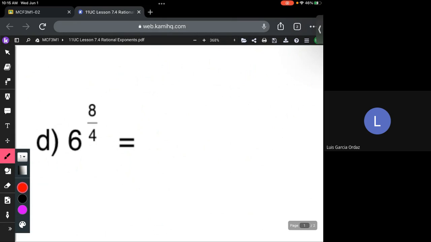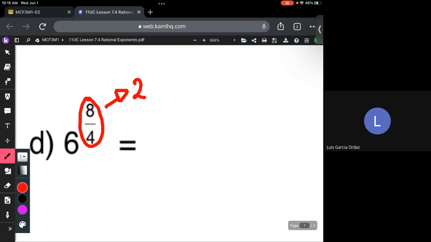Okay, so let's look at the next one. We have 6 to the power of 8 over 4. Can I reduce that fraction? To what? Nope, you can reduce it further. What's 8 over 4? What does that simplify to? It's the same thing as saying 8 divided by 4. 2. So remember, this simplifies into just 2 because 8 divided by 4 gives me 2. So I can write it as 6 to the power of 2, which we know to be what number? 36.